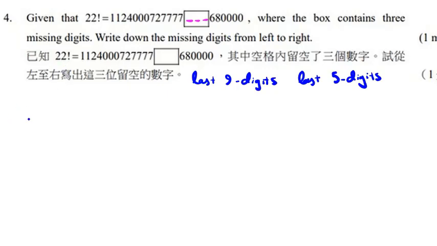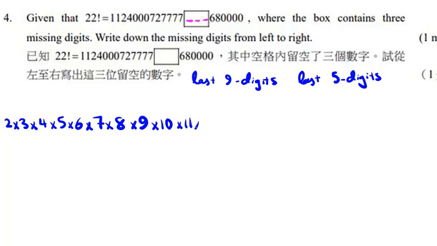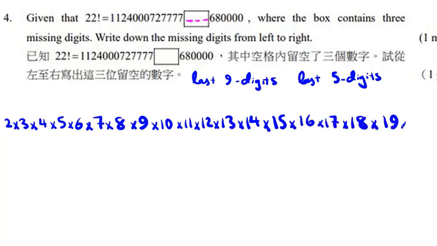How? So 22 factorial, at first we say, okay, let's multiply all these numbers up to 22, and then we reduce to smaller numbers. 2, 3, 4, 5, 6, 7, 8, 9, 10, 11, 12, 13, 14, 15, 16, 17, 18, 19, 20, 21, 22. Okay, so here we say, okay, we have 0, so we cancel this 0 and this 0.